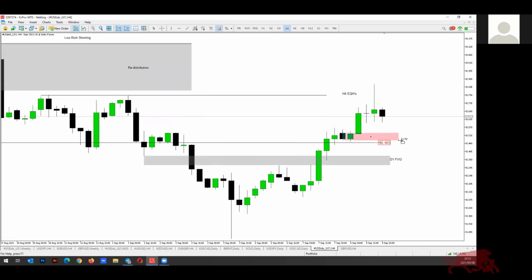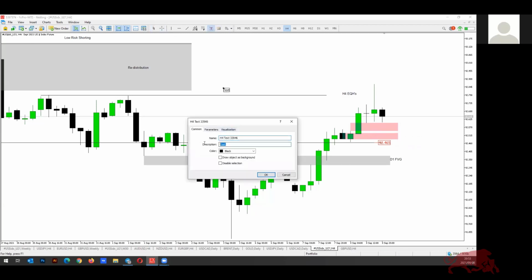Now, if we break down that structure, you can clearly see we've got a bullish order block right here. This is the H4 time frame, and we've got this fair value gap here. You see, we've got a fair value gap here. Let me just highlight it.